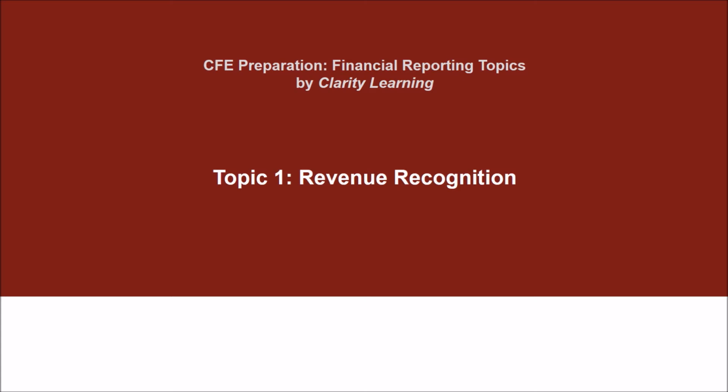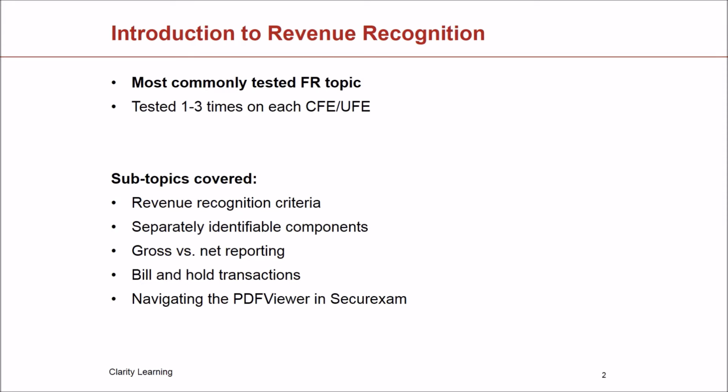And the first topic will be revenue. This topic is going to be the most important topic when you're studying for the CFE, and the reason is because it is the most commonly tested financial reporting topic. And historically it's been tested between 1 to 3 times on each CFE or UFE, sometimes even 4. So definitely make this your priority when studying for financial reporting.